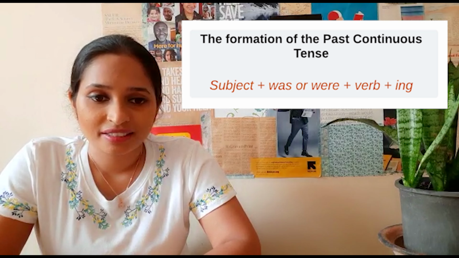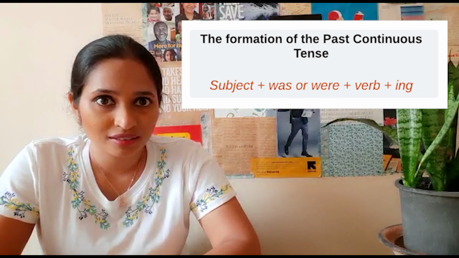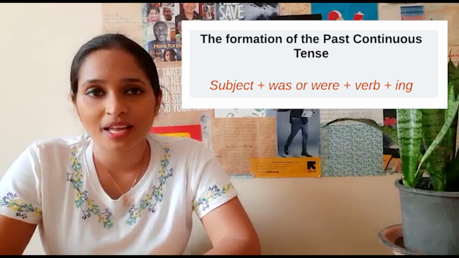For example, I was reading a book when my sister came home. In this sentence, the emphasis is on what I was doing when my sister came home and not what happened thereafter. The tense formation of the past continuous tense is subject plus was or were plus the verb plus ing.